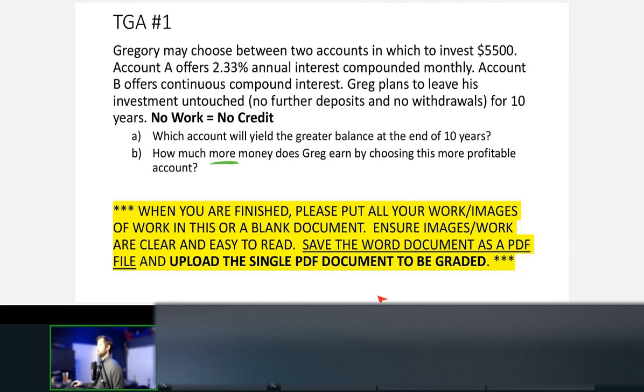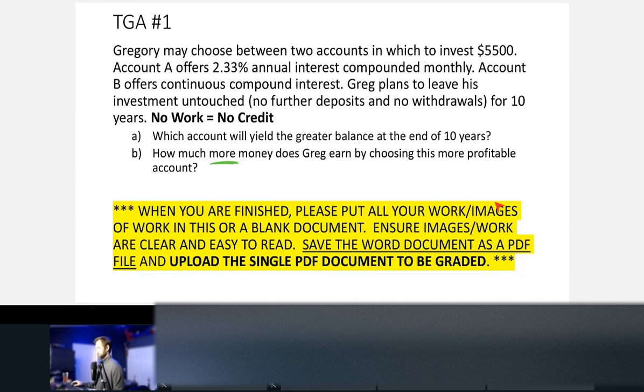So part B, I'm reading a chat question. Part B is in the context of the 10-year period, right? Yes, of course. Yeah, it's both accounts. So when you do the math, they both start at 5,500. It's just after 10 years, you're going to have different amounts based on compounded monthly at 2.33% versus compounded continuously at 2.33%.